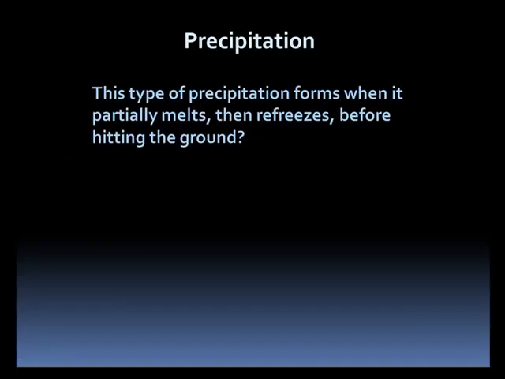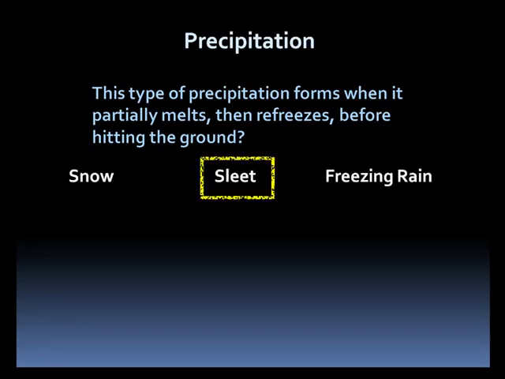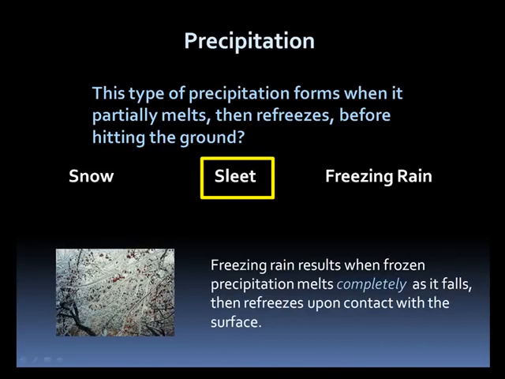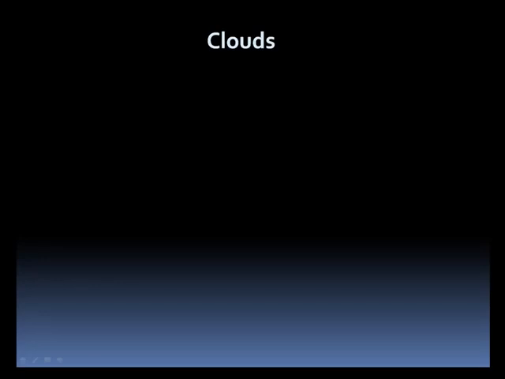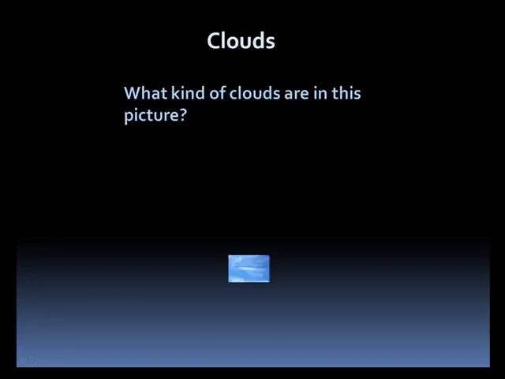This type of precipitation forms when it partially melts as it falls and then refreezes before hitting the ground. Is it snow, sleet, or freezing rain? The answer is sleet. Freezing rain is similar, but it develops when frozen precipitation melts completely, then freezes on contact with the ground.